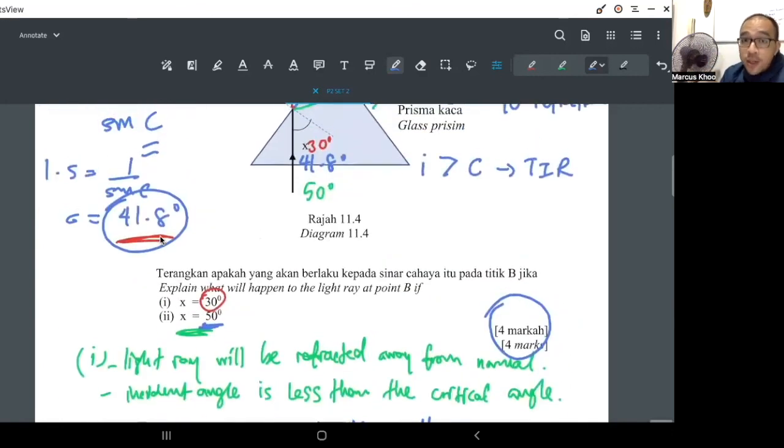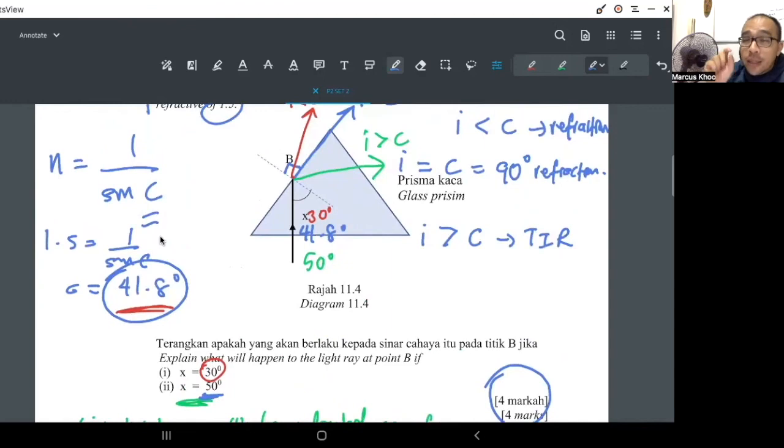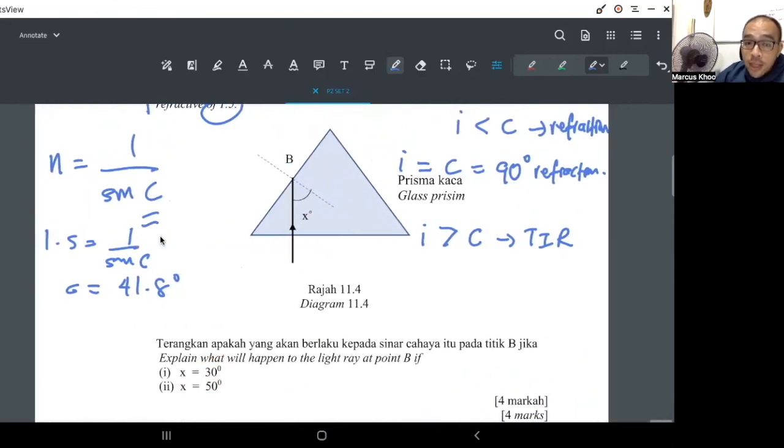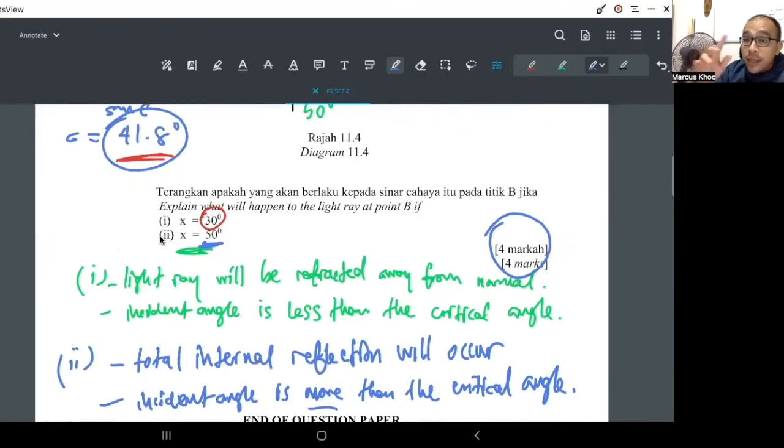I have seen questions they ask, what if the incident angle is exactly the same as the critical angle? I've seen this question before. Then you just say, it will be refracted 90 degrees to the normal. Okay? Because the incident angle is the same as the critical angle. Okay, so it's just an additional extra, in case they ask, then you know how to explain.